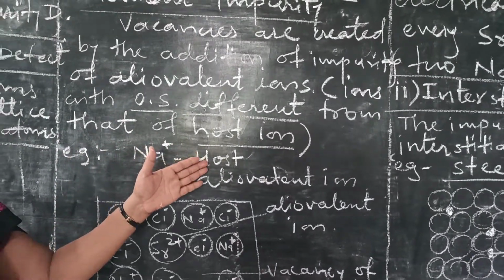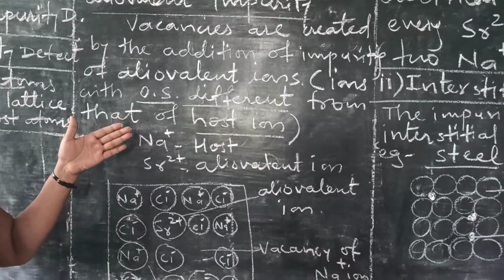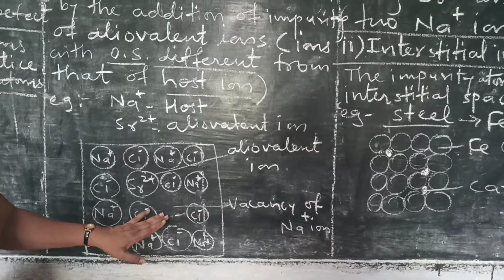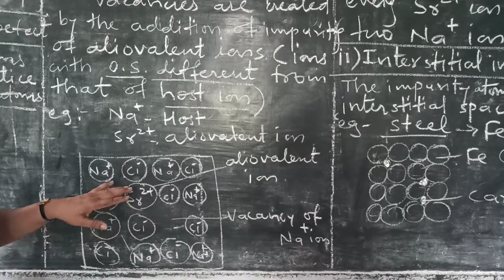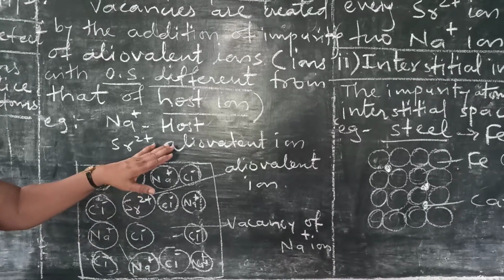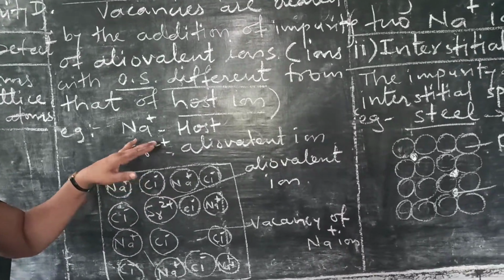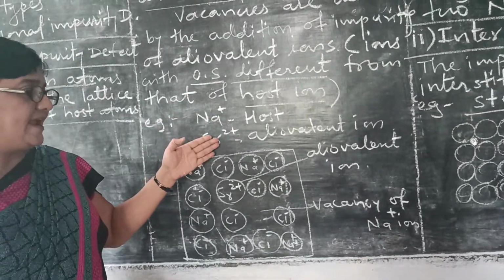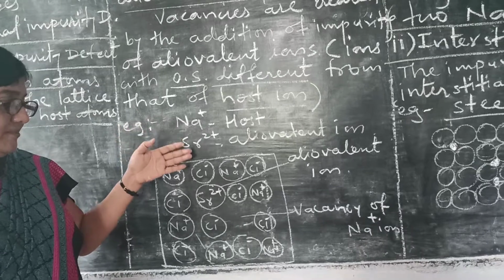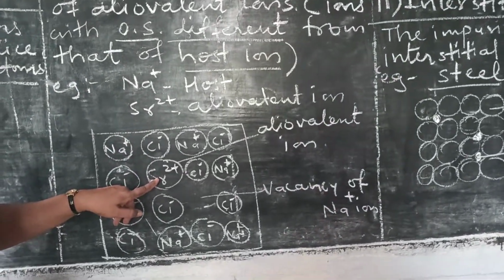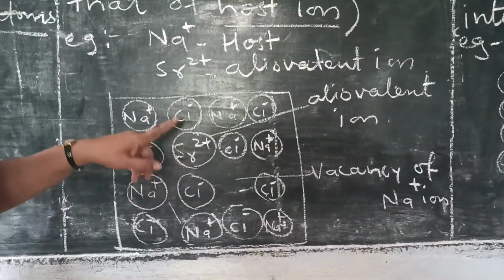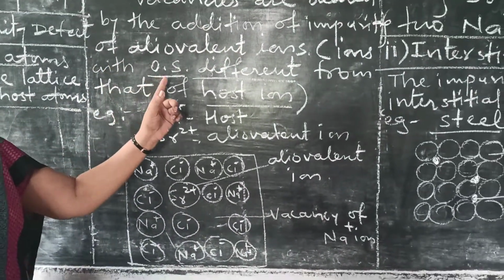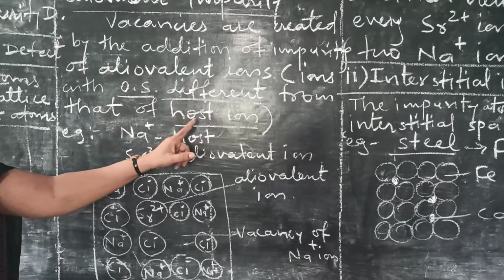sodium is the host ion, this cation, and here vacancy of sodium ion is created, and in place of that the other atom which is having the oxidation state different from the host atom. Here sodium has 1+ oxidation state and Sr atom has 2+ oxidation state, means different, and it occupies the position of sodium atom. This is called the aliovalent ion, ion with oxidation state different from that of the host ion.